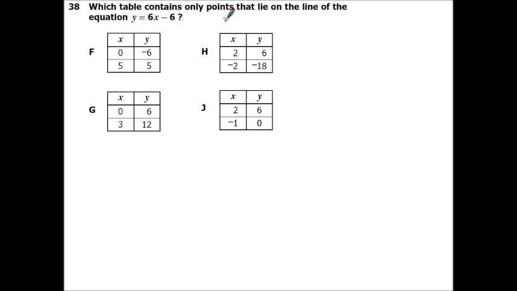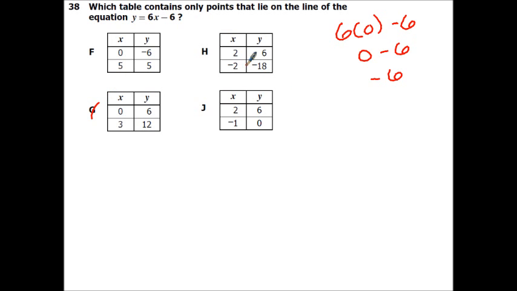Alright, which table contains only points that lie on the line of the equation y = 6x - 6? So all we've got to do with our function table here is plug in our values and see if they come out. So I'm going to start with 0, since these both have a 0 in them. So 6 times 0 minus 6, 6 times 0 is 0, minus 6 is negative 6. So I know that one can't be right.